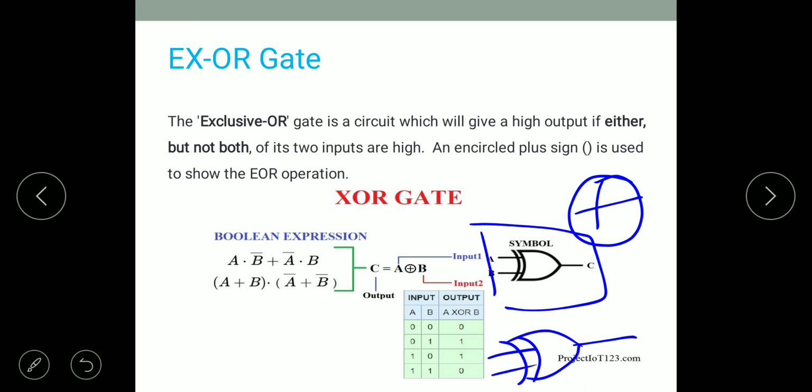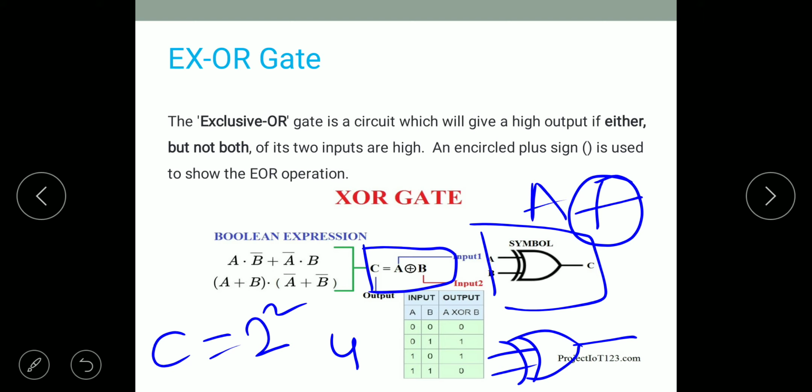Here the two inputs are A and B, so the combinations are 2 to the power 2, that is nothing but 4 combinations. So the Boolean expression is C is equal to A XOR B, where C is the output and A and B are the inputs. We can also write the output of the XOR gate like this: A dot B bar plus A bar dot B. Now we verify the truth table.